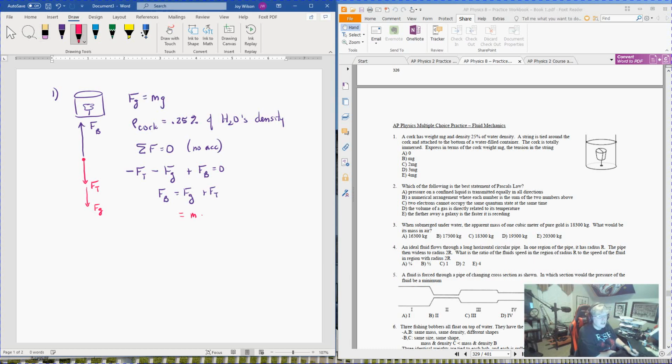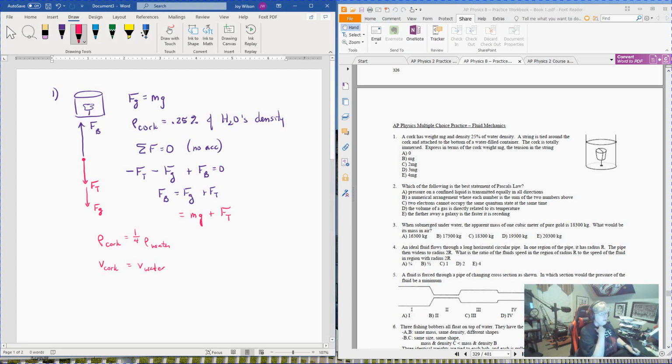Force gravity is mg. Force tension is what I'm trying to solve for. And they tell me that the density of the cork is equal to 1/4 the density of the water. But the volume of the cork and the volume of the water displaced will be exactly the same, because the cork is submerged, so it's displacing its own volume of water.